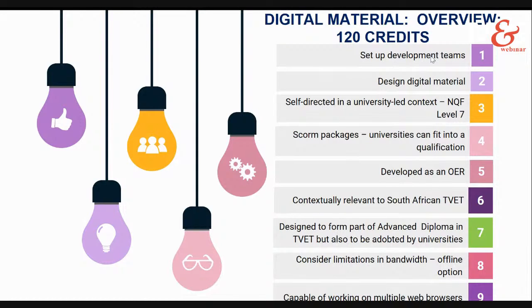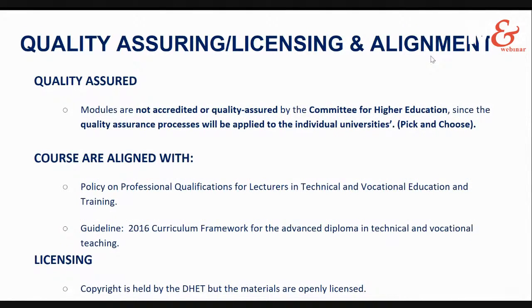Now, I know as an educator, the first question that people will ask, and everyone else that's listening will ask, is, how did you quality assure it? How did you align the course? Where did you find the information from? How is it licensed? And the quality assurance, I can say, is the modules are not accredited or quality assured by the Council on Higher Education, since the quality assurance process will be applied to the individual universities. So we call it a pick and choose.